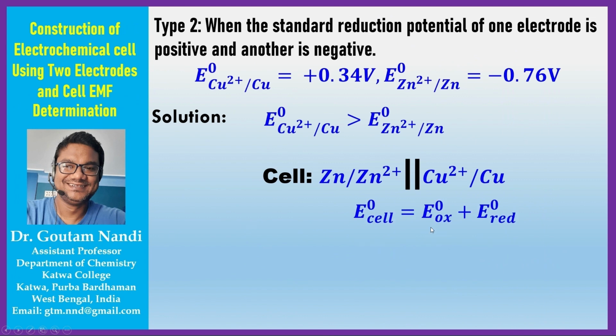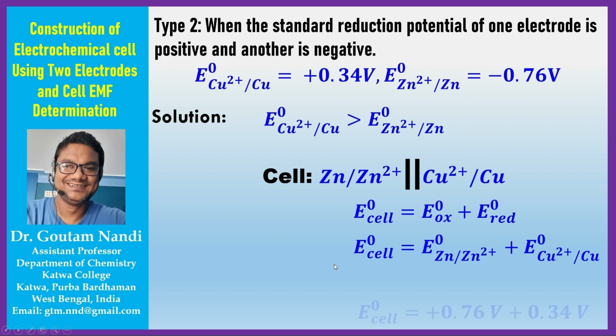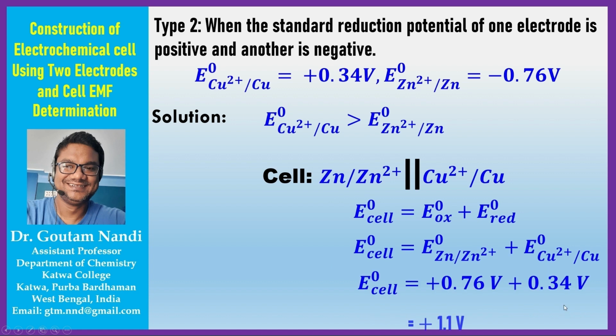It will be E0 ox plus E0 red again, and E0 ox will be Zn2 plus, and E0 red will be Cu2 plus copper. This value we don't need to change, but this value we have to change, because here we have written the cell as zinc, Zn2 plus, but the value is given for Zn2 plus Zn, so it will be plus 0.76 volt, and this will be plus 0.34 volt, and this will give plus 1.1 volt.